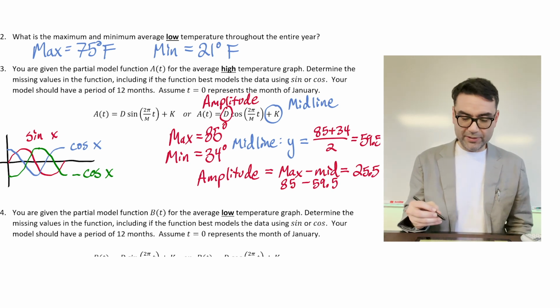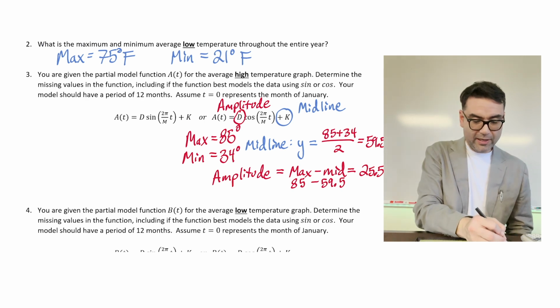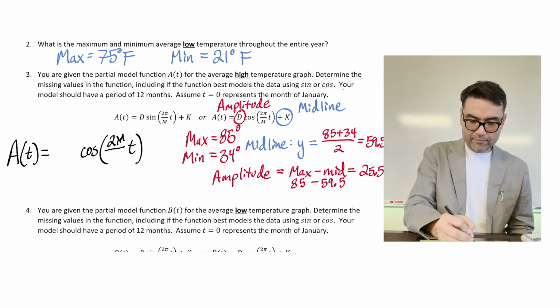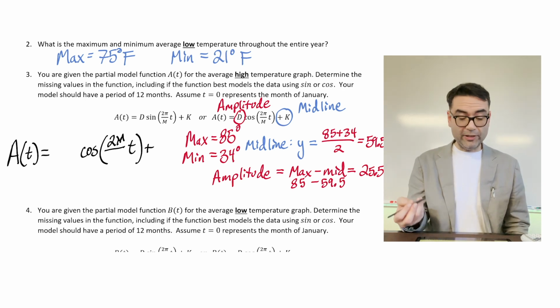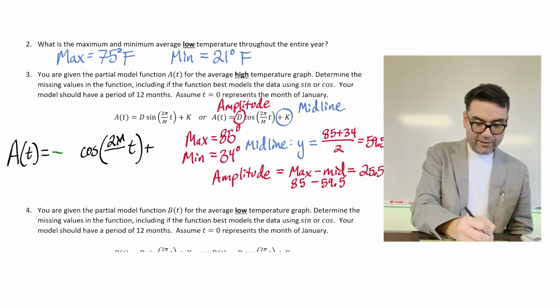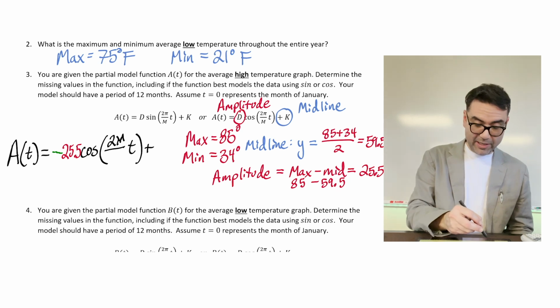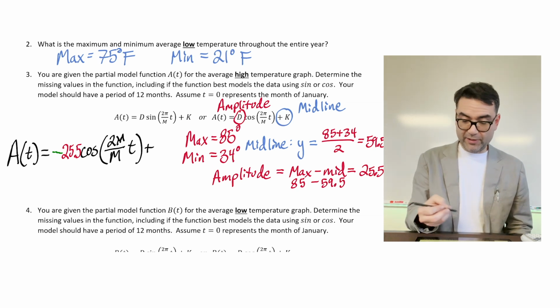So therefore, if you put all this information together to make the model, it would look something like this. A of t equals. So what I showed us earlier is it would be the vertical reflection, or the x-axis reflection, of the function. So it's going to be a negative amplitude value, which is 25.5. So negative 25.5 cosine of 2 pi over, and we still haven't talked about m yet, so I'm just going to put m back. And then plus the midline value, which is 59.5.